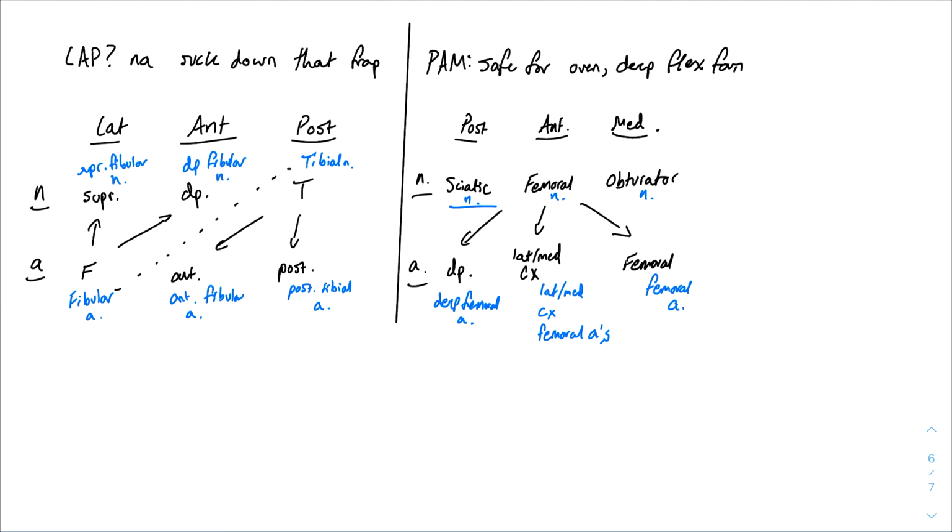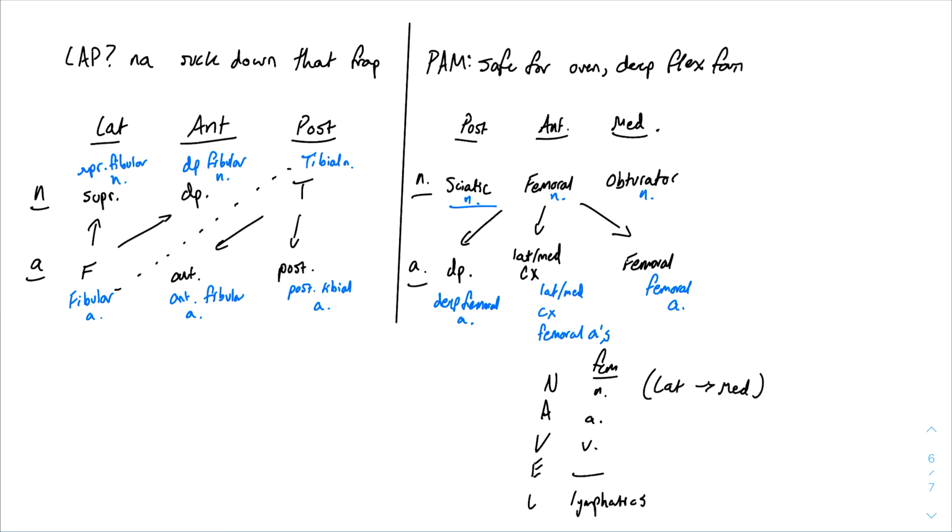Now we can do NAVEL for the contents of the femoral triangle. So NAVEL is for the femoral nerve, artery, and vein, and then empty space, and then lymphatics. And this is from lateral to medial.